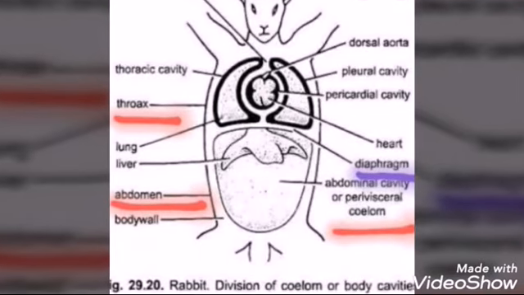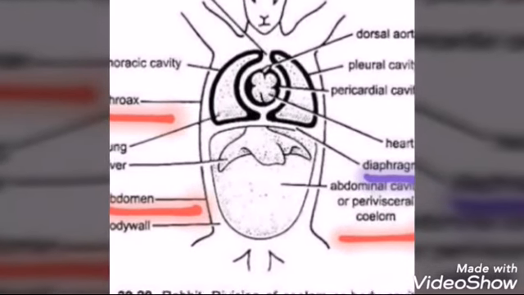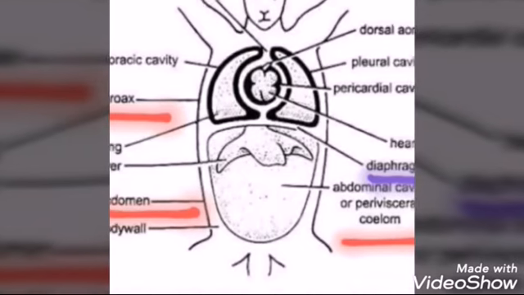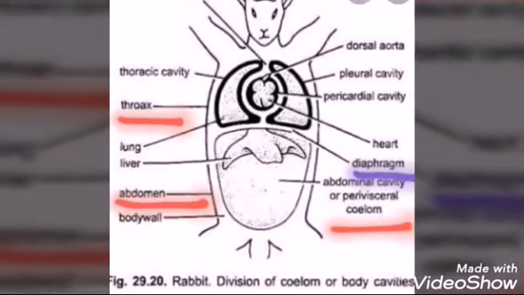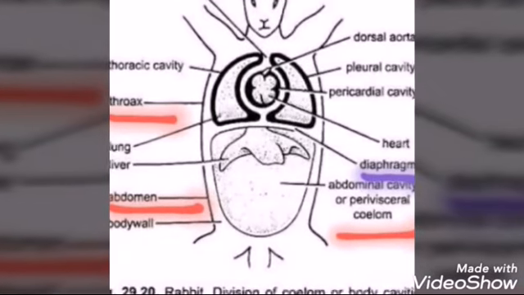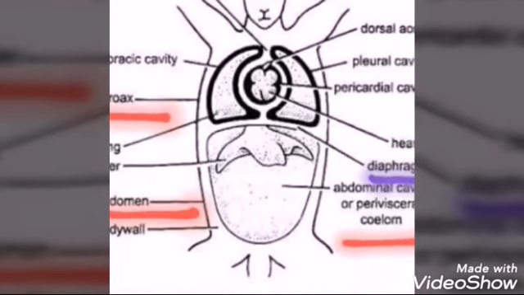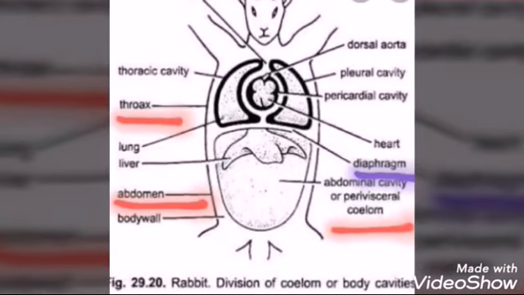Next, coelom or body cavity. First, you have to understand what is coelom. The space between the body wall and digestive tract is called coelom. If this coelom is present in an animal, they are called coelomate animals. If coelom is absent, they are called acoelomate animals. Rabbit is a coelomate animal.